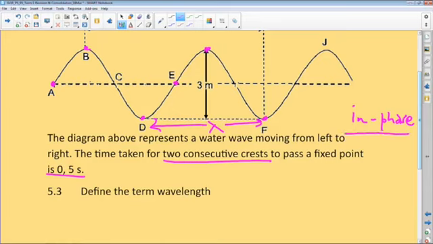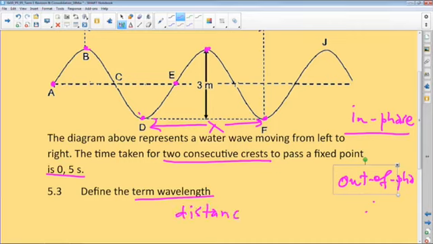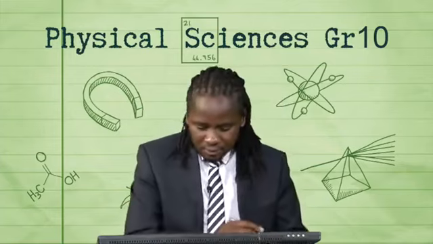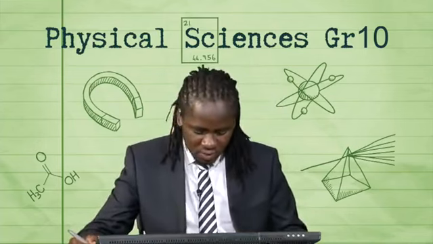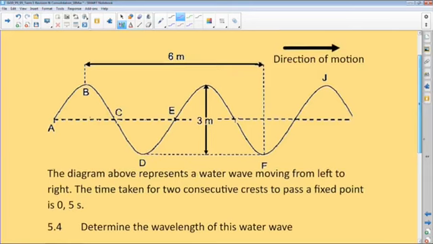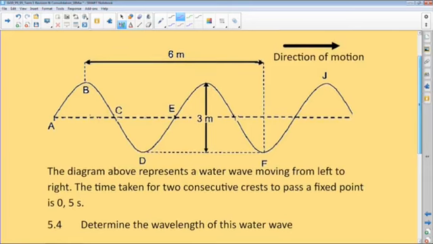But if you compare point B, let's say, and D, we say they are out of phase in the sense that the particles in the medium are moving in different directions at that point. So wavelength has to do with the distance between two points that are in phase, and also must be consecutive. Consecutive meaning one must come after the other. Very, very key. Right. Now, there are many concepts as far as this transverse wave is concerned, to determine the wavelength, which is often a problem area for many learners.